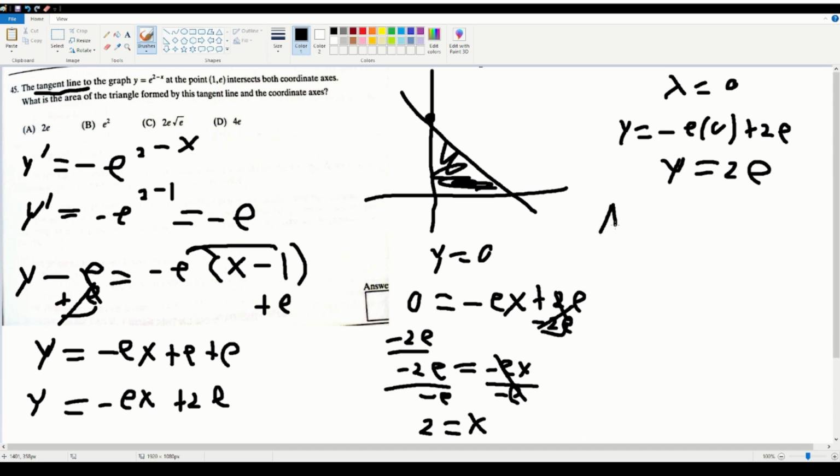If you remember, the area of a triangle is equal to 1/2 base times height, so 1/2 times 2 times 2e. The 1/2 and 2 cancel, so your area is just 2e, which is answer A.